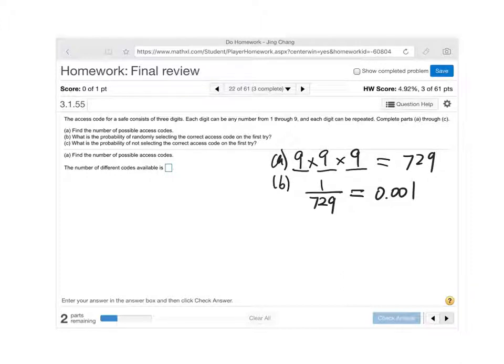0.001, and then the probability of not selecting the correct code will be 1 minus 0.001, which is 0.999, because if the chance to get this right is 0.001, then the chance to not get this right would be 1 minus, because they are complementary events. So that's the answer for this one.